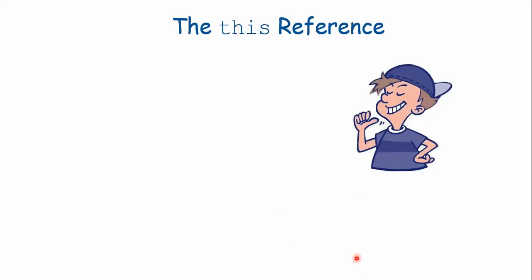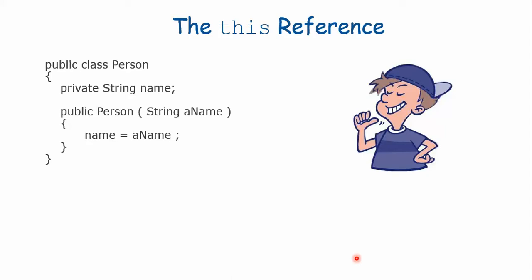Now, let us have a look at the person class once again. As you can see in this particular person class, this is a simplified person class with one name instance variable and a person constructor, which accepts a string as a name.